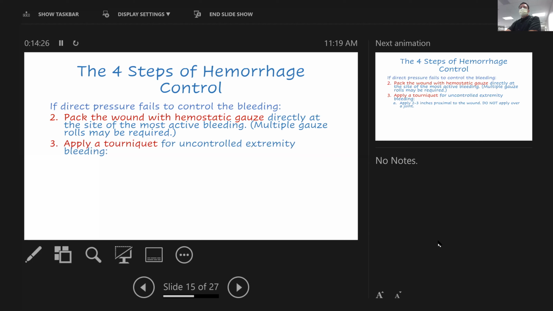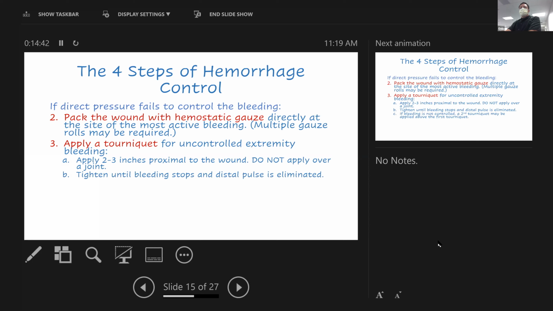Applying a tourniquet for uncontrolled bleeding to an extremity. You're applying a tourniquet about 2 to 3 inches proximal to the wound. Don't apply the tourniquet over the joint. If you need to apply it at the level of the joint, you can apply it above. Tighten until bleeding stops and distal pulses are eliminated. And then if bleeding is not controlled, a second tourniquet may be applied proximal to the first tourniquet.